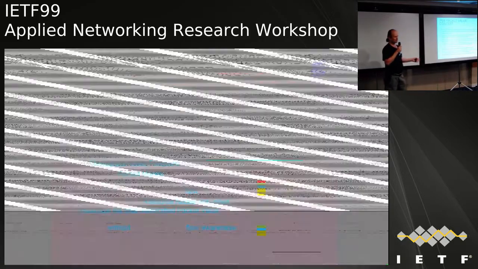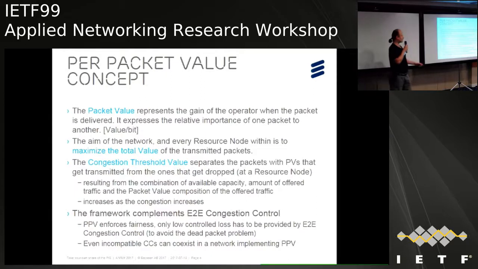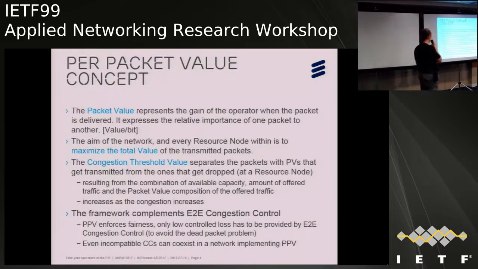So what is marked on every packet expresses the gain of the operator when the packet is delivered, and its relative importance in value per bits. And again, every resource node aims to maximize the transmitted packet value. So how to do that will be detailed later.